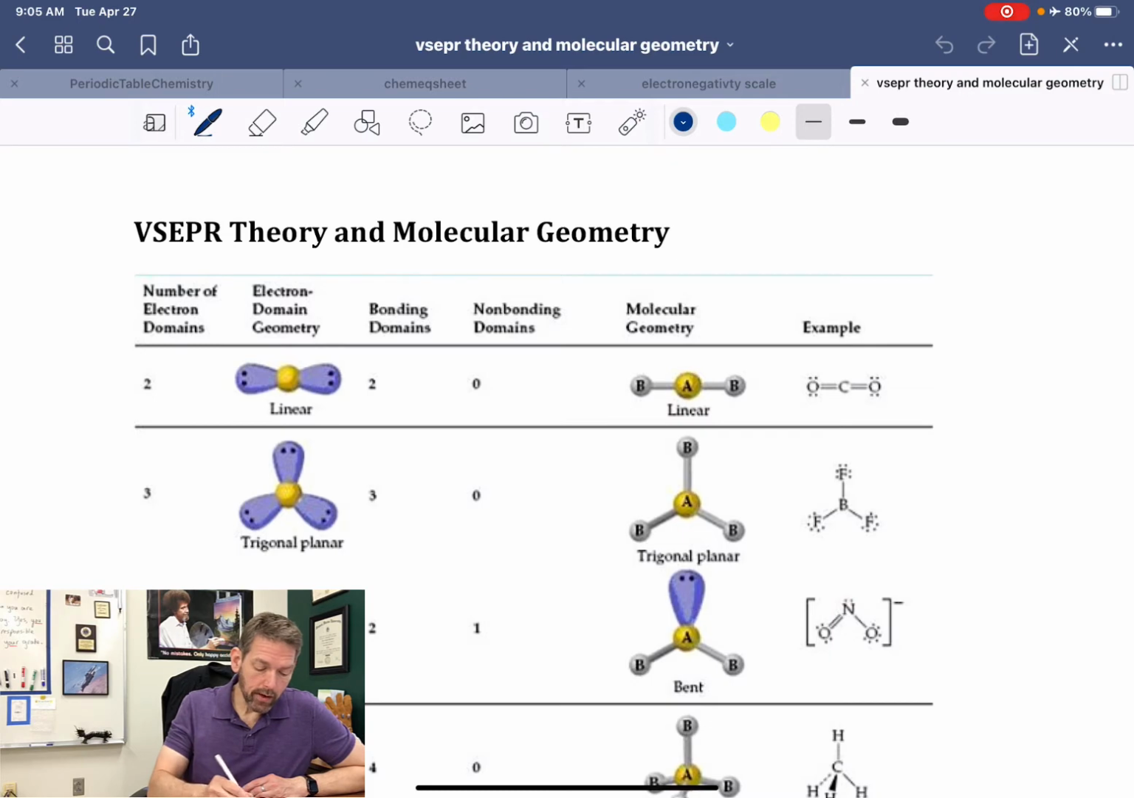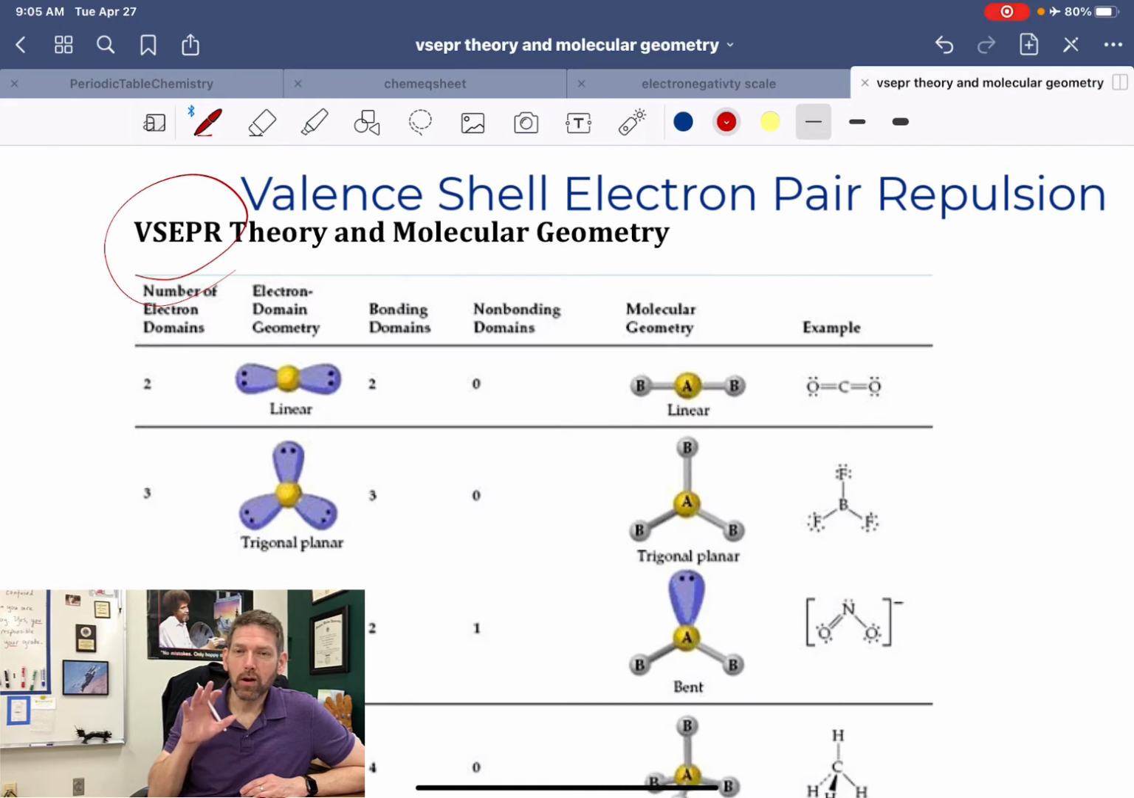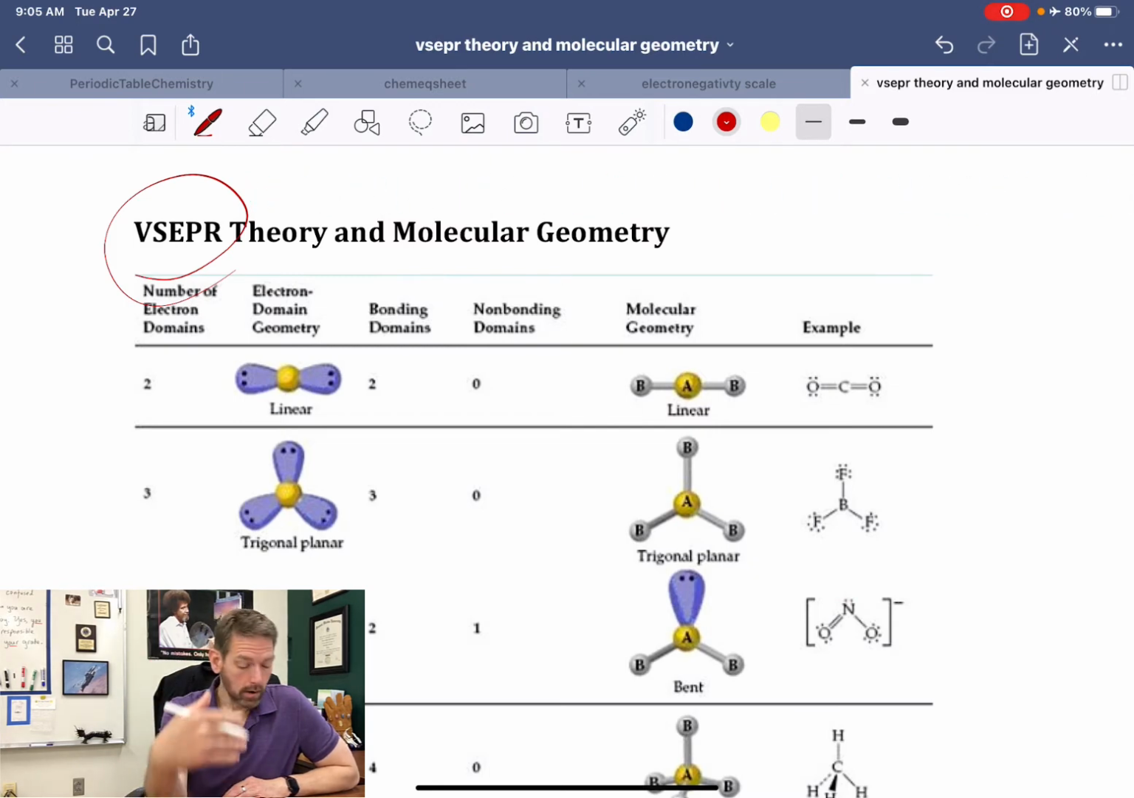So we have here what is called, let me change the color of this real quick. So we have here what's called VSEPR theory. VSEPR just stands for valence shell electron pair repulsion. And so this makes sense if you think about it. The electrons are in the valence shell.